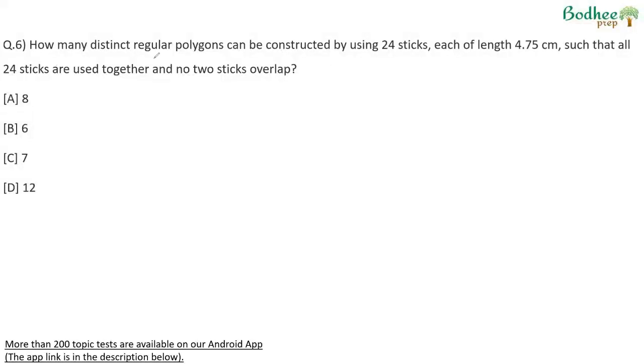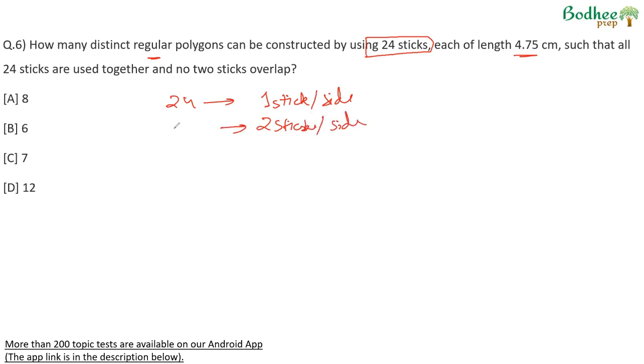How many distinct regular polygons can be constructed using 24 sticks, each of length 4.75 centimeters, such that all 24 sticks are used together, no 2 sticks overlap? We could have a 24-sided polygon which uses 1 stick per side. We could use 2 sticks per side, back to back, in which case there will be a 12-sided polygon. We could use 3 sticks per side. Sticks are not being broken.